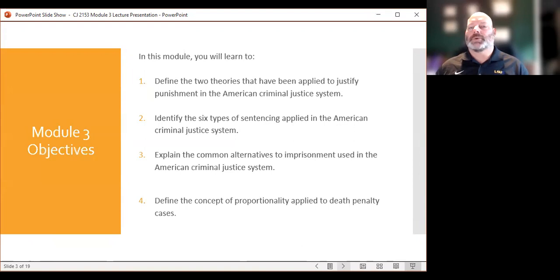In this module, you'll learn to define the two theories that have been applied to justify punishment in the American criminal justice system, identify the 6 types of sentencing applied in our system, explain the common alternatives to imprisonment, and define the concept of proportionality applied to death penalty cases.